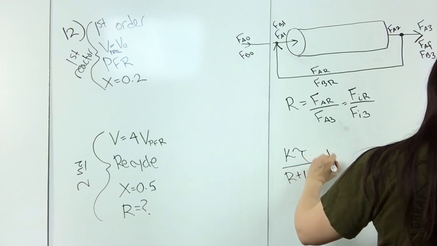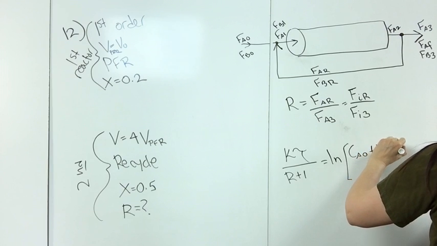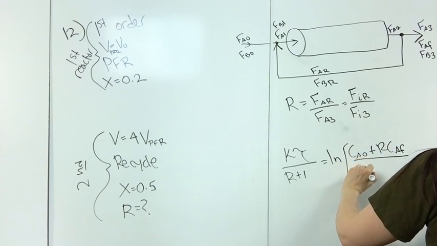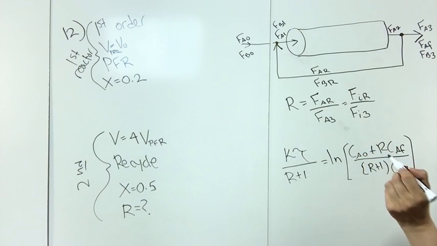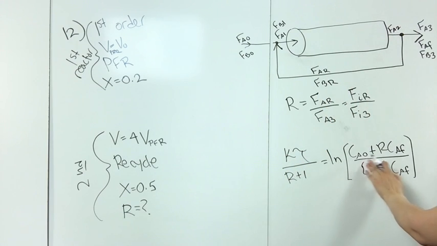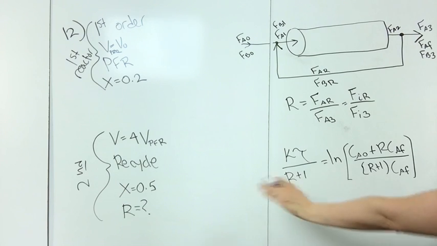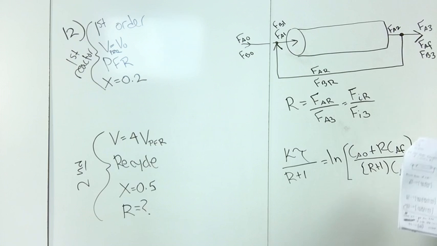And so you know it's first order, so the recycle reactor first order equation is k tau (R plus 1) is equal to the natural log of (CA naught plus R CAF) over ((R plus 1) CAF). And so it gives us X, and X isn't in this equation, so we need to figure out some way to relate. Well, we know what CA naught is, I think. Okay, in this case, we actually don't know what CA naught is.